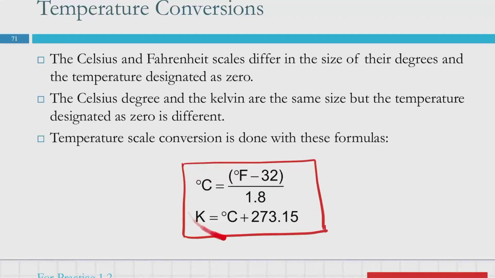So both of these temperature conversions, this top one, is designed to go from Fahrenheit to Celsius, because Celsius is by itself. So we can find Celsius if we're given Fahrenheit. The bottom one, we can put in degrees Celsius and we'll get out Kelvin. If we wanted to work the opposite direction, we have to do a little bit of algebra.